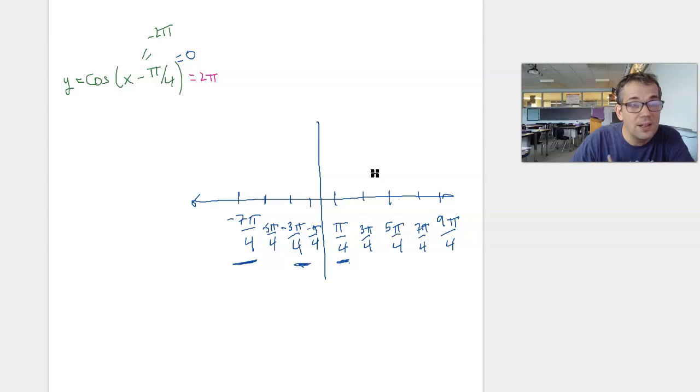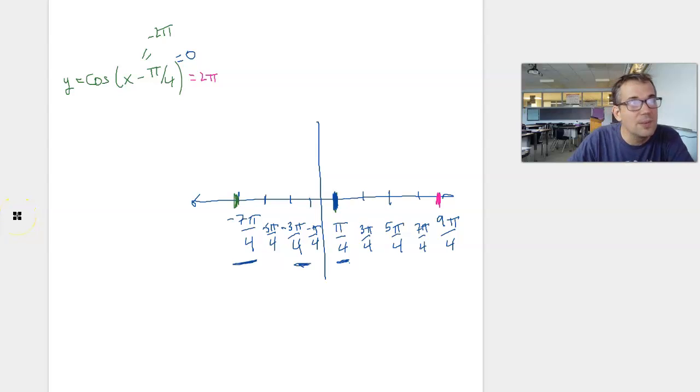And I do want to just, again, keep in mind that this is the one. Let me mark this with a different color. This was the one that was at 0. This was the one that was at 2 pi, and this is the one that was at negative 2 pi.